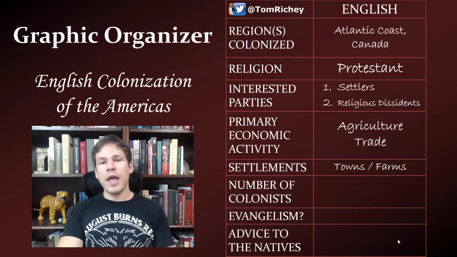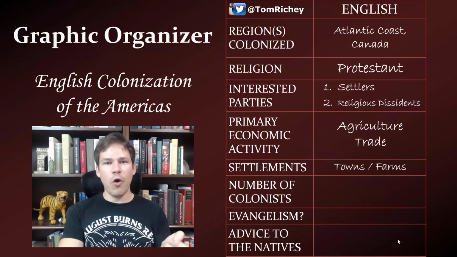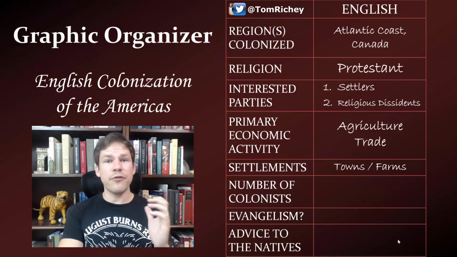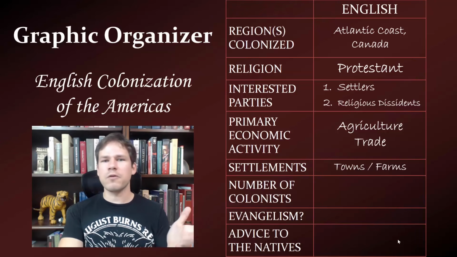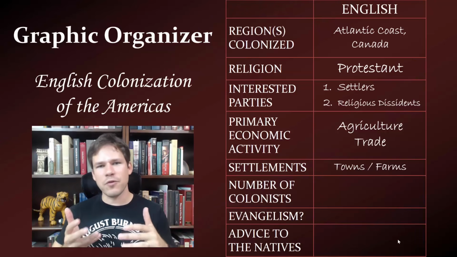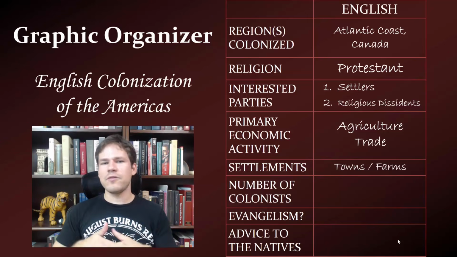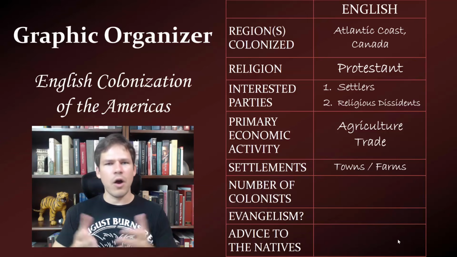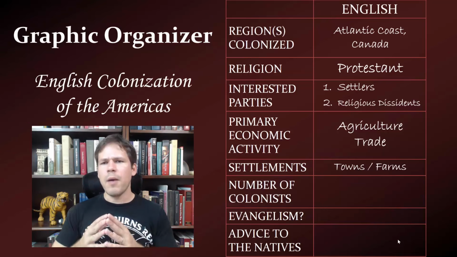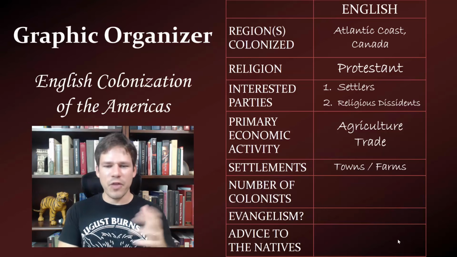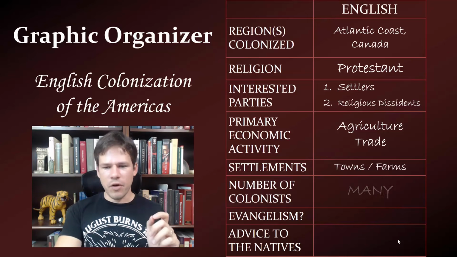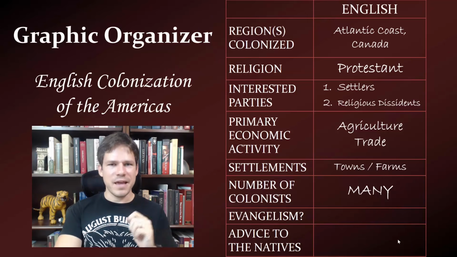Their settlements, in a lot of cases, are towns, farms, plantations, even cities that we're going to see from the English. Not just maybe one or two cities, like you had New Amsterdam with the Dutch and Montreal and Quebec, or whatever. These English settlements were on a larger scale than anything else that we've seen. And the number of colonists, many.